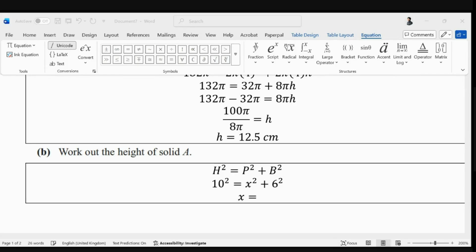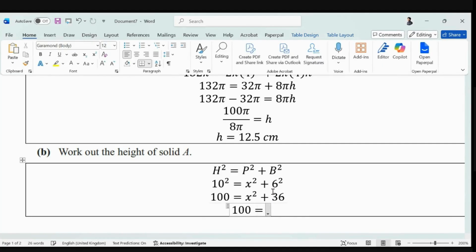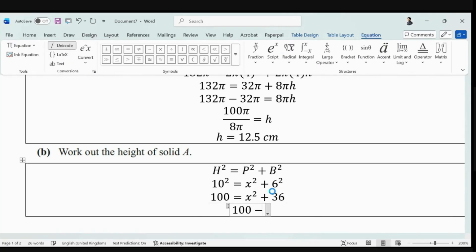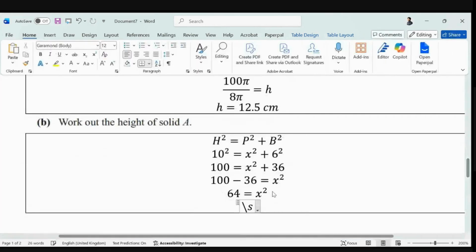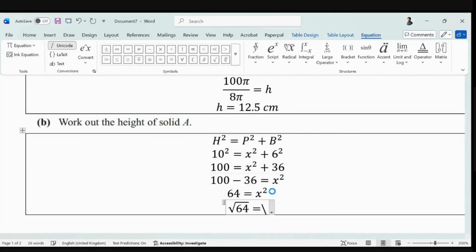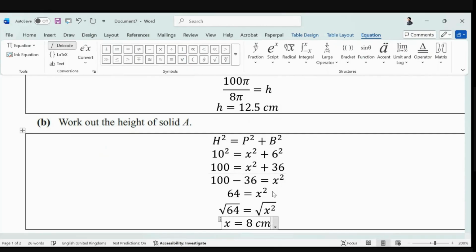Okay, so you people are telling me that x was 8. 100 is x squared plus 36. 100 minus 36 is x squared. 64 is x squared. Now take the square root on both sides. The square root of 64 is 8 centimeters.